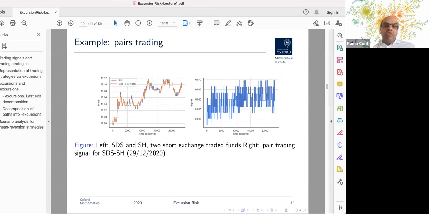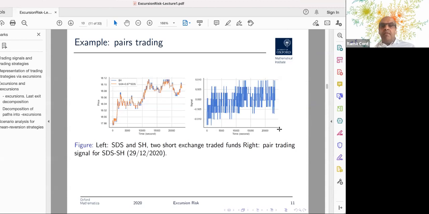So you can see that the orange graph, which is a different fund, but with the right weight chosen from the regression, does track the blue one pretty closely, but there are differences. And so if you now form the difference between the blue and the orange, the signal you get is shown on the right. So this is the signal over, again, one day.